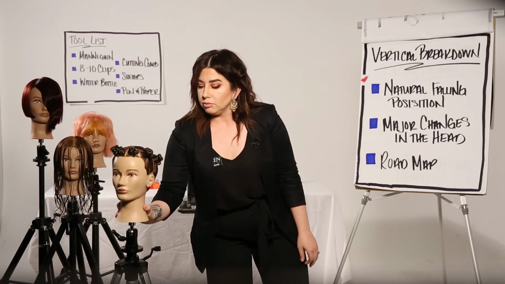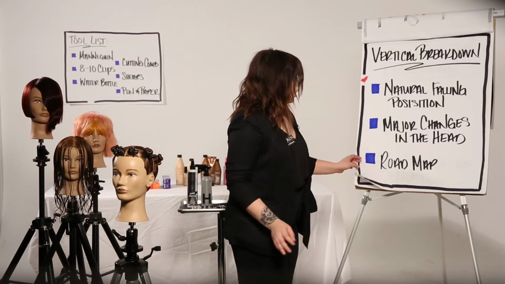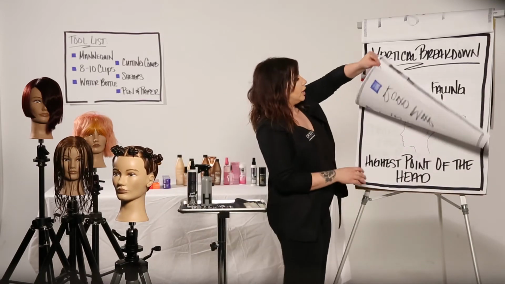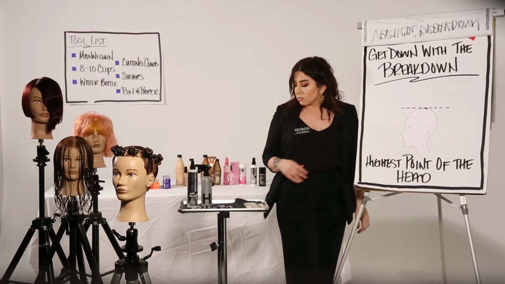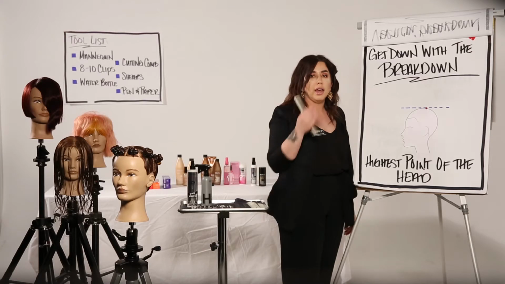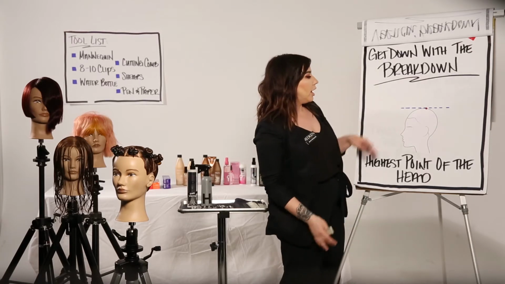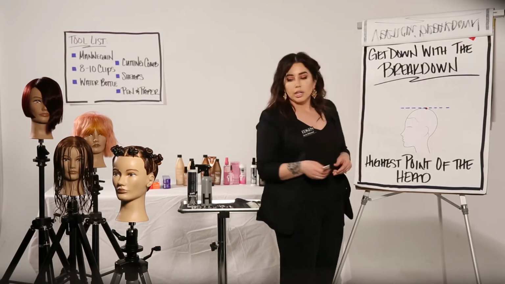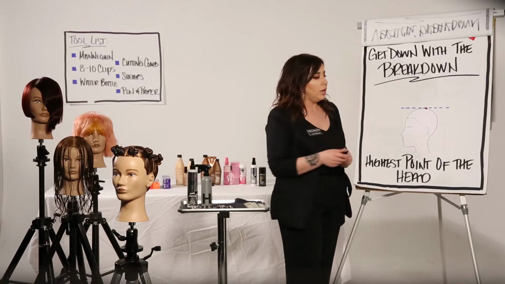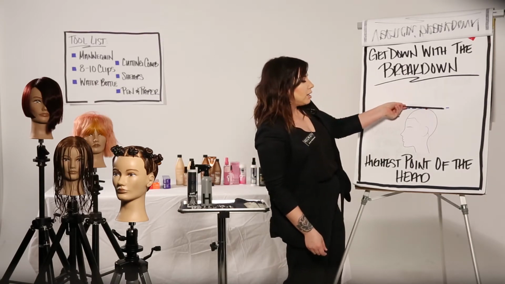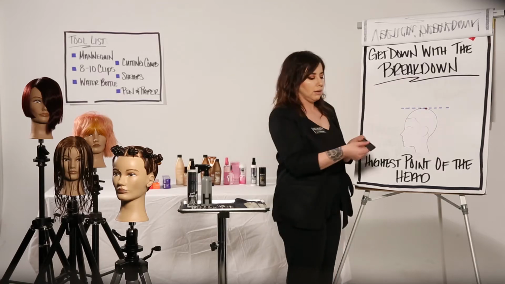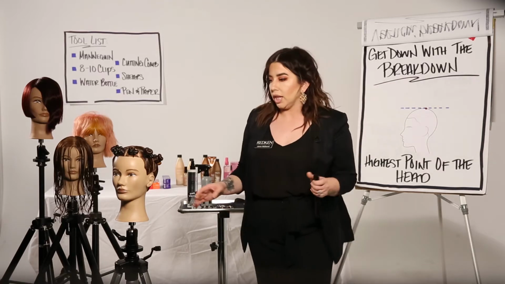Beautiful. So we're going to dive right into what vertical breakdown is. And the first thing that we have to do is find the highest point of the head. So in order to do that, all we simply do is take our comb and lay it vertically right on top of the head. So to give you a visual, this is what it looks like.